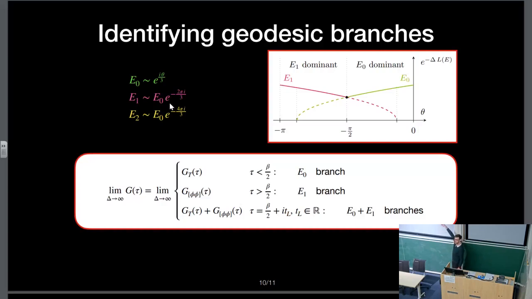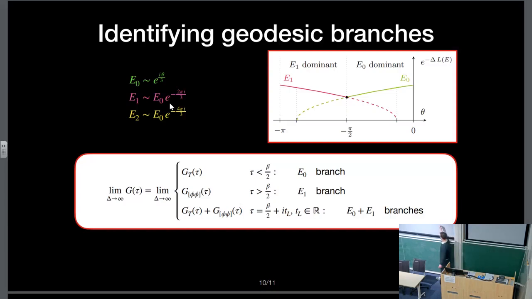I told you that the first branch, the E0 branch, is important for tau smaller than beta over 2. I showed you that the stress tensor sector completely reproduces the tau less than beta over 2 geodesic length. So what we can do is identify the first branch with the stress tensor contribution. At tau equals beta over 2, and for all the imaginary values, we saw a branch cut and we saw that the double traces become important. This suggests that the double traces are inherently linked and should be identified with the second branch, in the delta goes to infinity limit.